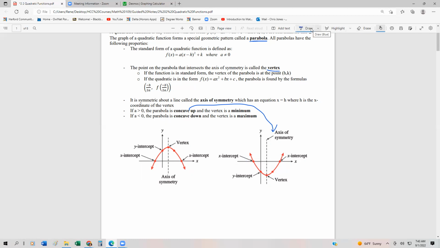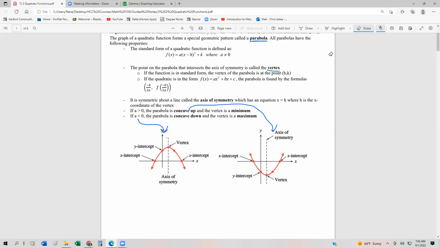Now, if a is less than 0, then this is basically what the shape of the parabola would look like, and we have a maximum right here. It's the highest point on the parabola. Notice once again, we have this axis of symmetry, and it bisects at the vertex, and the left portion and the right portion of the parabola look the same.